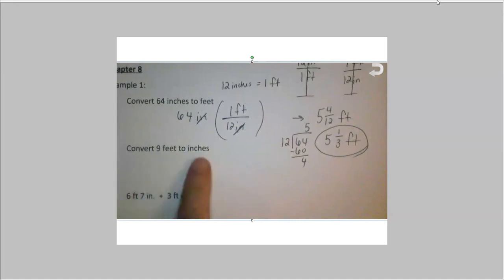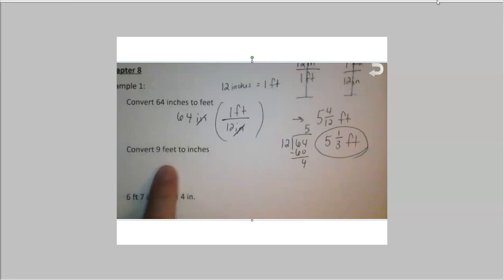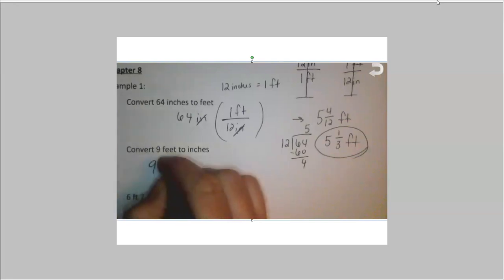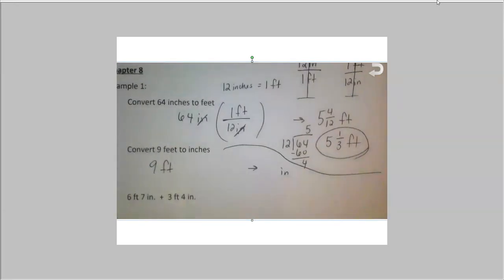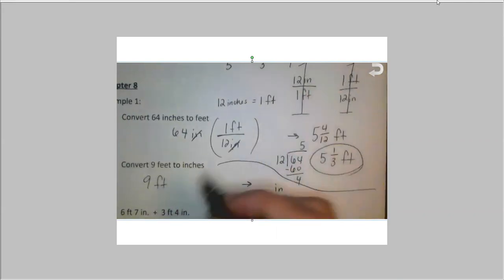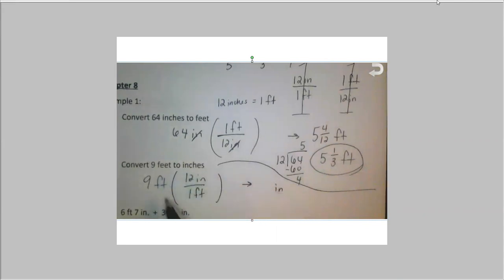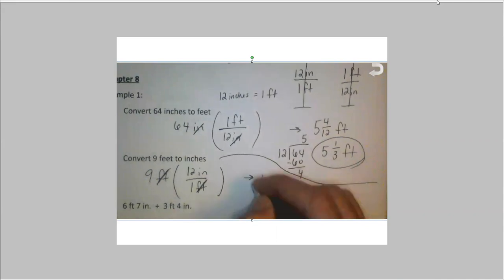In this next one, I'm still using feet and inches, but this time I have feet and I want to change that into inches. I'm converting that into inches. Okay? So because I have feet, I'll use this unit of measure this time. 12 inches over 1 foot. Okay? The feet cancel diagonally. Inches is the only unit of measure left over. Notice I'm not dividing, but I'm multiplying this time. 9 times 12 would be 108 inches.